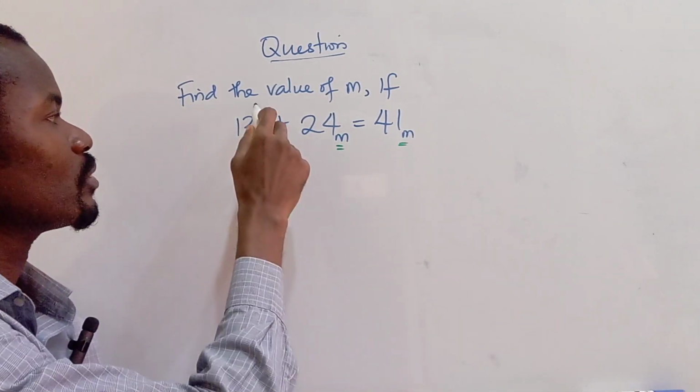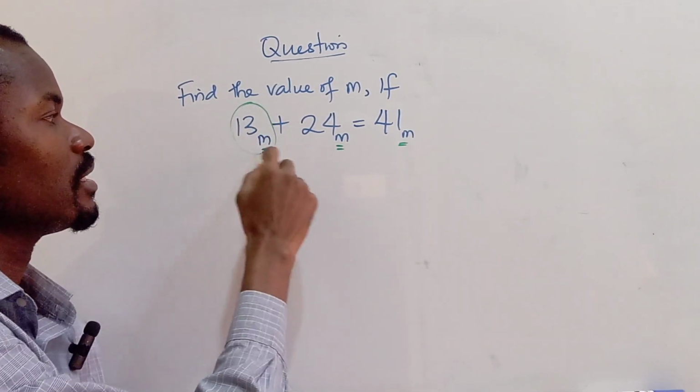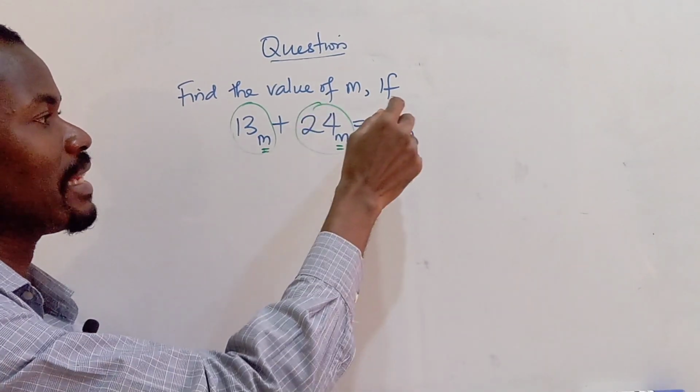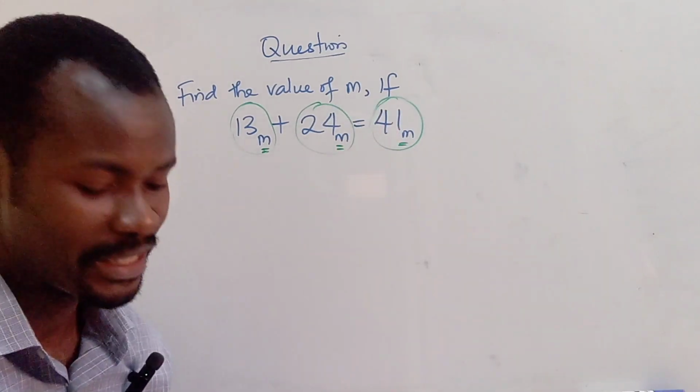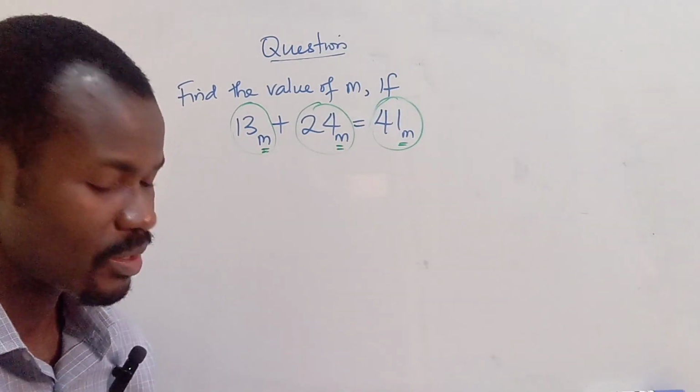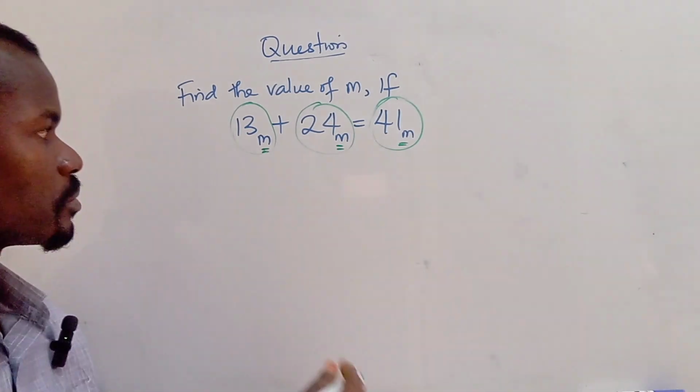So all I need to do is convert this to base 10, I also want to convert this to base 10, and I also want to convert this to base 10. So I want to convert all three of them to base 10.